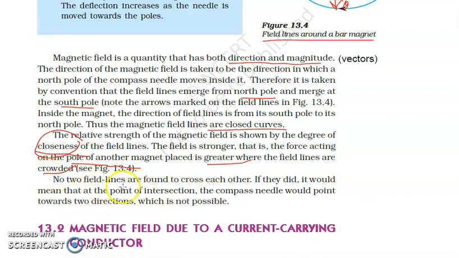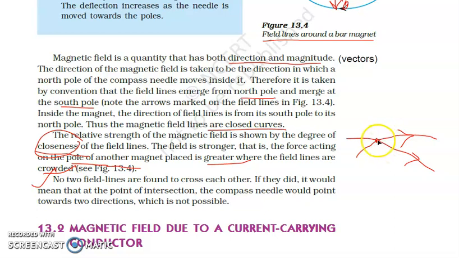No two field lines can cross each other. Now this is an important aspect that we need to take care of. Let's say two field lines cross each other. So this is the first field line and this is the second field line. Let us say that they cross at this point. Okay. So what will happen if they cross at a single point?